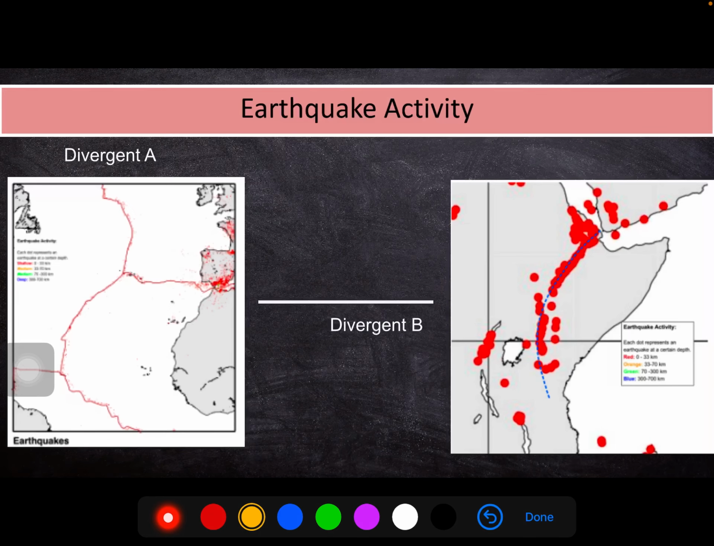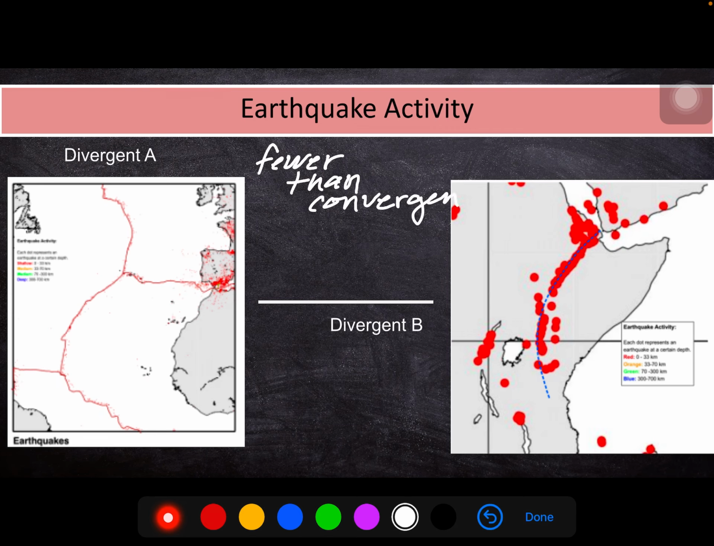When we look at the earthquakes here at the divergent map, it's really a lot less. I barely see any of these dots compared to what we just saw on convergent. So the first thing we are going to make a note of is that this is fewer than convergent boundaries. They're still there, but just quite a bit less.